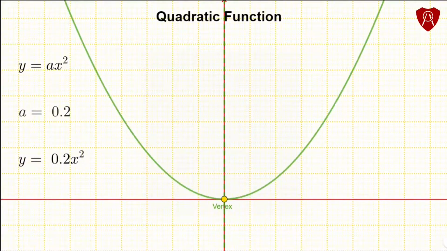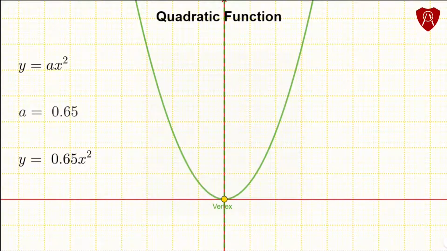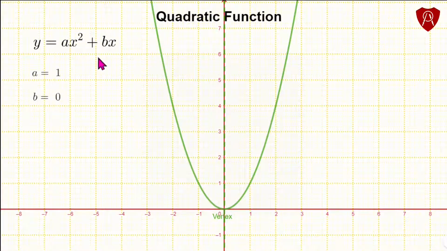In summary, the width of the curve depends on how big a is, and the direction of the curve depends on the sign of a. This is exciting stuff, but we can have even more drama by bringing in a new actor. Let's introduce a second term, bx. Bx is a linear term because it contains x to the power 1. B can be 0, positive, or negative.